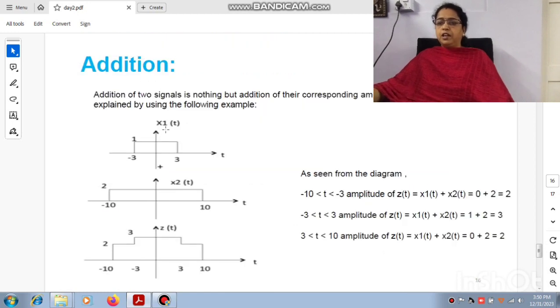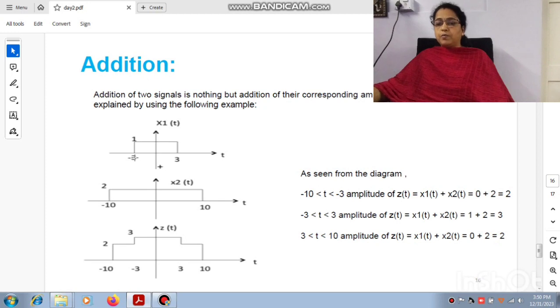Coming to the addition here. In this case we can explain it better with the help of this example, where two signals are taken, x1 and x2, and suppose x1 and x2 are added to get the signal z of t. How will the signal z of t look? It is as simple as given here. We need to consider the time, which is not changed here. The total time is from -10 to 10 across these two signals.